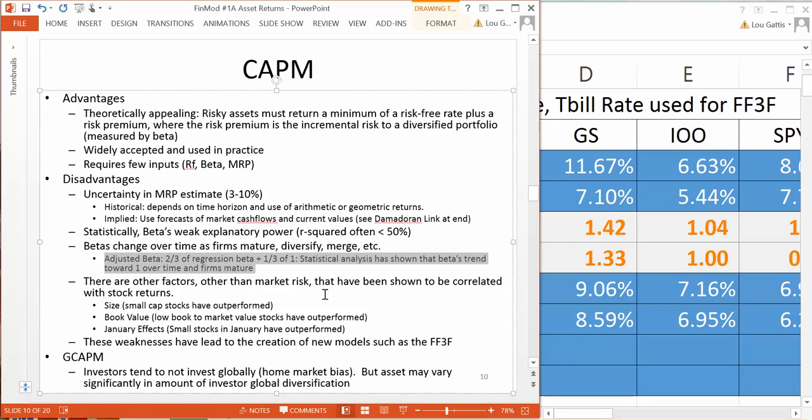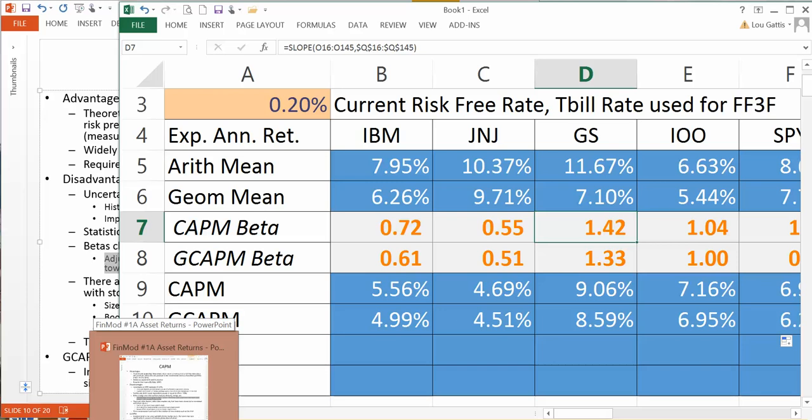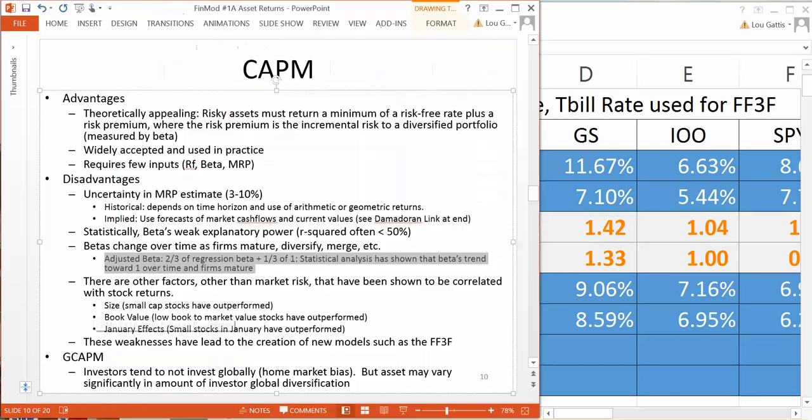So one method of estimating beta is to use something called an adjusted beta. There's been a study that says that betas tend towards 1, and one way of estimating that is to take 2/3 of a regression beta, say 2/3 of 0.72 or 2/3 of 1.42, and then add 1/3 of 1. It would push all these betas closer to 1. You might use that if you want to forecast cash flows for 10 years and use CAPM to discount the cash flows. I might assume the betas start going closer to 1.